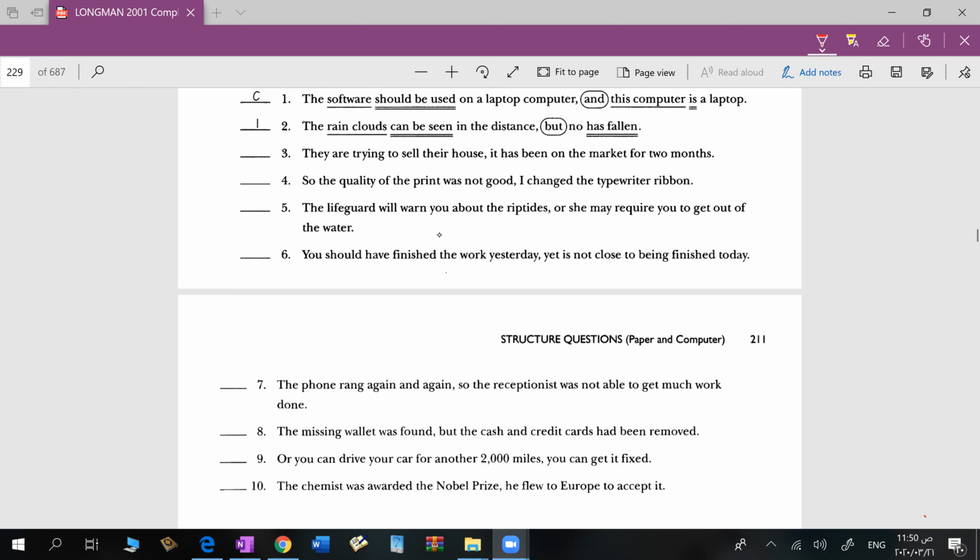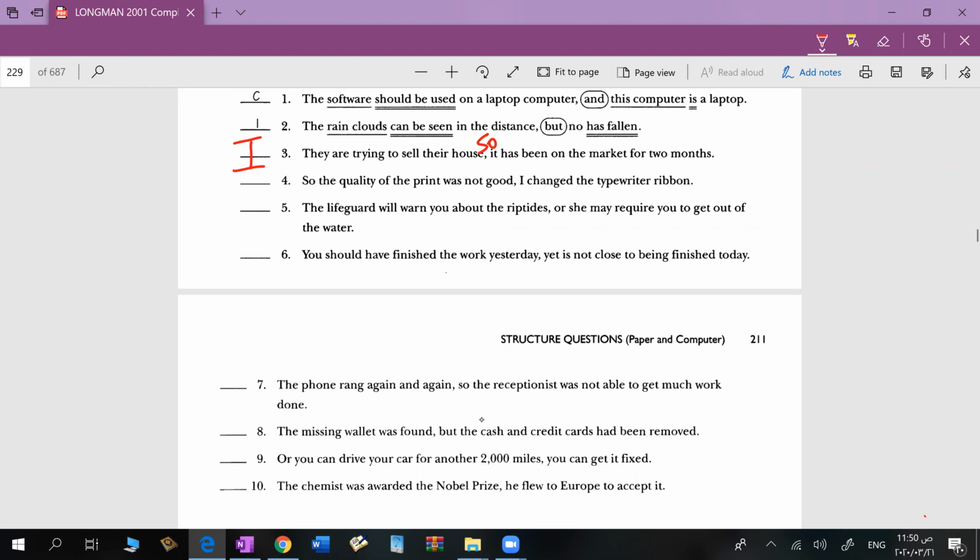So this is incorrect. How can we make it correct? We have to add the coordinate connector. Like what? Like so: They're trying to sell their house, comma, so it has been on the market for 2 months. Okay. Number 4, so the quality of the point was good. Aha. What do you think? Comma, I changed the typewriter.